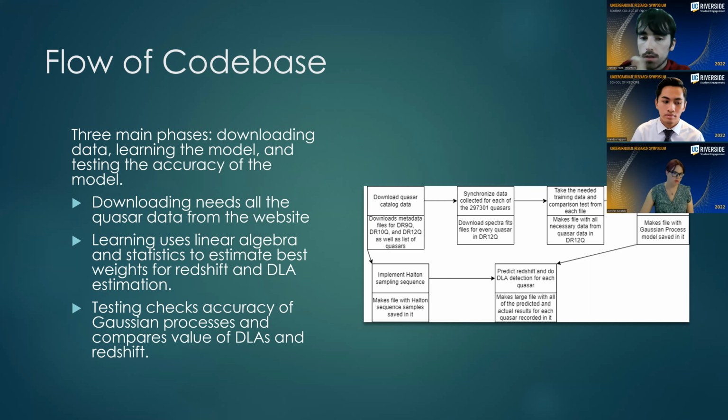Then it takes the Halton sampling sequence, which is an important sequence of numbers used to estimate and test the quasars, and puts it together to get a result of testing the model, which really is calculating the probabilities of the DLA and the redshift of the quasars, and comparing it to the visual inspection values originally in the catalog themselves.